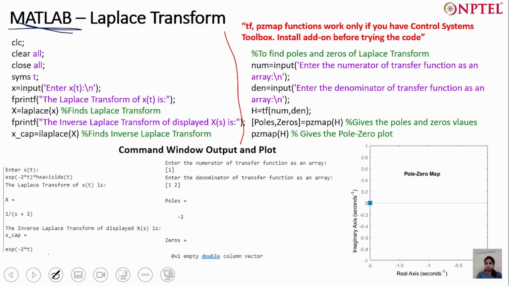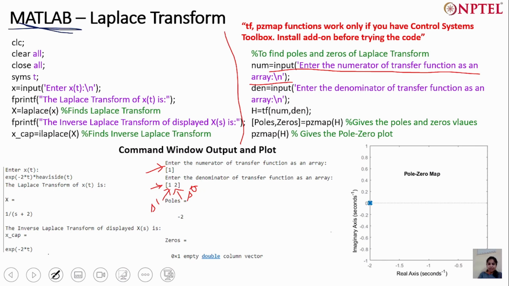Here, what I've got is: input, enter the numerator of the transfer function as an array. The numerator I have given as 1. The denominator I have given as 1 space 2. What does this mean? Whatever I write first is the coefficient of s power 0, and whatever I write second is the coefficient of s power 1. Like this, from the right hand side, whatever you write, they are coefficients of different powers of s.